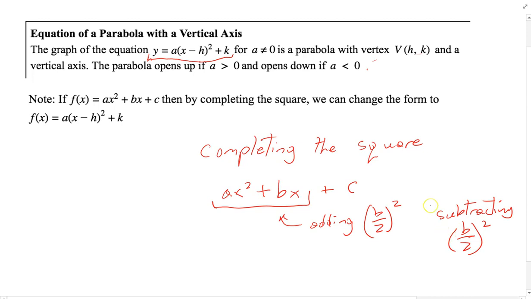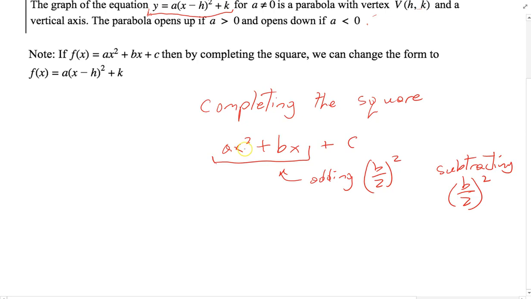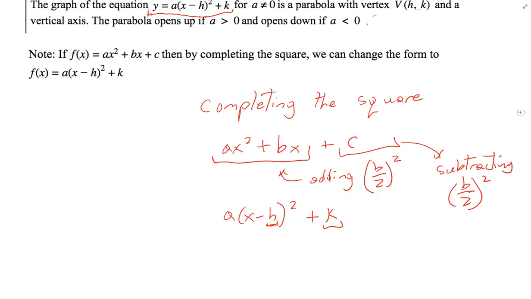So adding and subtracting will effectively remain the same, but the way that it will look will be different, because after you complete the square by adding (b/2)² to this part, and then from the c you subtract (b/2)², then we will get the form a(x - h)² + k. Right? The numbers will be different, and then we'll identify them as h and k. Now let's look at a quick example.